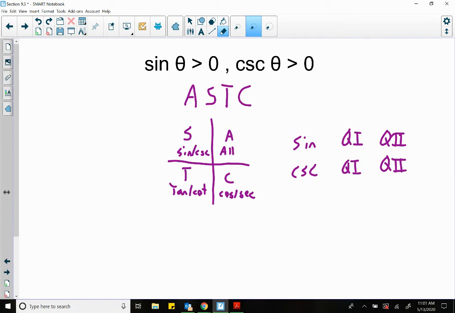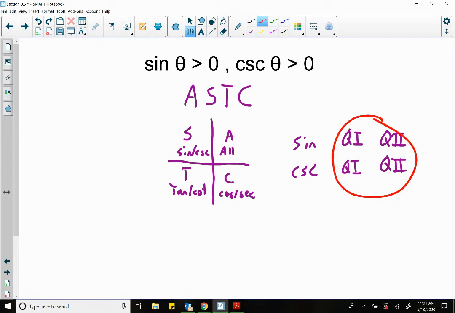Sometimes it's one quadrant, sometimes it's two quadrants, sometimes it's none. Okay? So the most you will have for an answer in this is 2. The smallest answer is going to be none. Okay? 0 quadrants, 1 quadrant, or 2 quadrants. Well, according to this, what they both share are quadrant 1 and quadrant 2, and that's the answer.